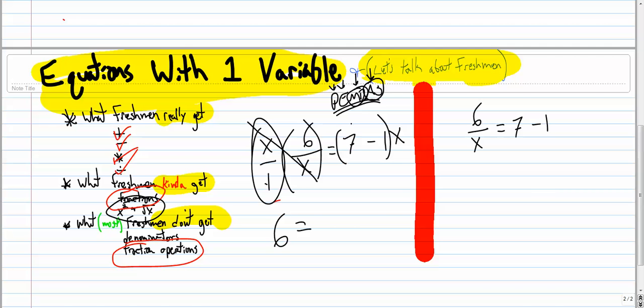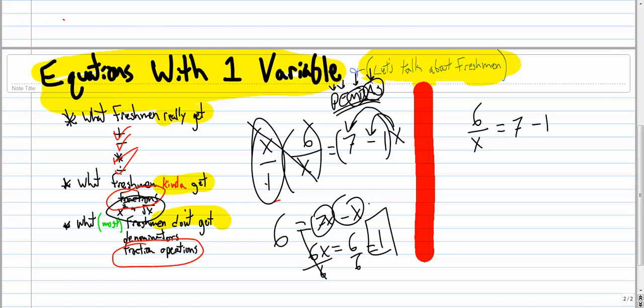And freshmen will often forget that you've got to multiply that by both of these. So x times 7 is 7x, and then x times negative 1 is negative x. So we wind up with this, 7x minus x, that's 6x, equals 6. And then we're back to just dividing. We want to get rid of that multiplied 6, so we divide by 6. 6 over 6, x is 1. Okay? Now, I think that was the hard way.